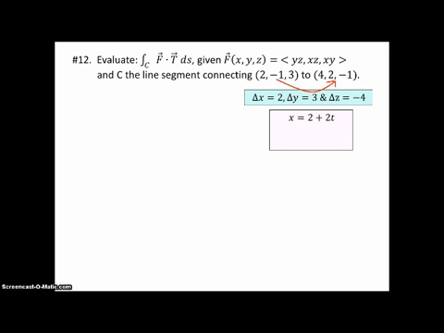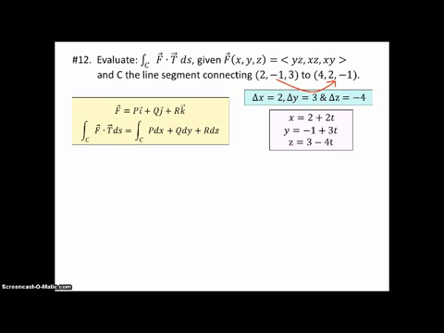It's just a line. x starts at 2 and then has a change of 2, so we've got 2 plus 2t, and then y starts at -1, has a change of 3, so that's -1 plus 3t, and z starts at 3 and has a change of -4, so that's going to be 3 minus 4t. And this is the line integral we're going to use to evaluate. F dot T ds is much more difficult, so we use the easier line integral that's equivalent.